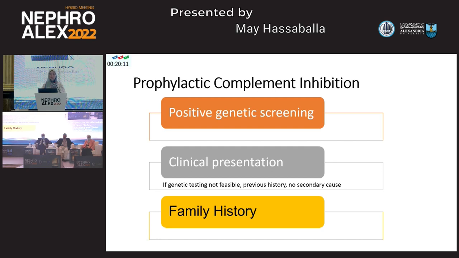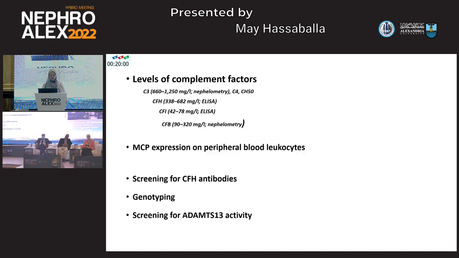Maybe even if the patient is coming with an unknown cause for renal failure, and this is a big group that we found in Egypt especially. So we need to have things clear, and the least that we can do is measure the levels of complement factors, the C3, the C4, and the functional assays, and the complement regulators: complement factor H, complement factor I, complement factor B.